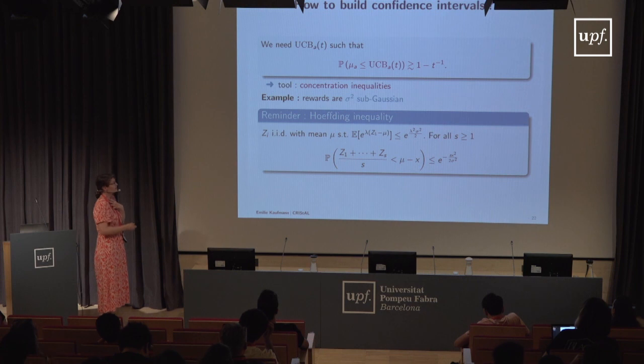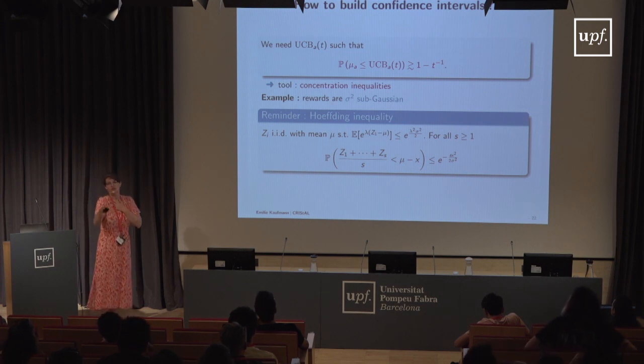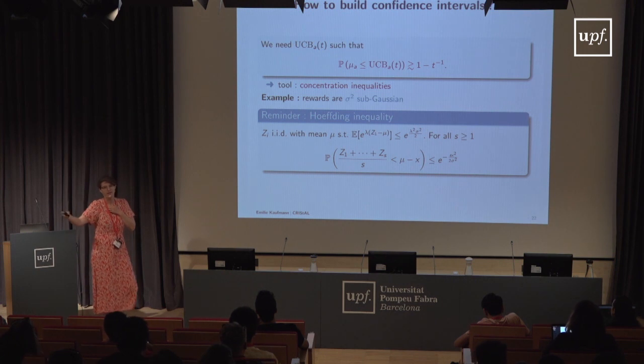And so to design this confidence interval, yes? Roughly, you need the series of the 1 over t to converge, to be smaller than log t. So 1 over t log t will do the job. Usually people do 1 over t squared, but in spirit, it's 1 over t.